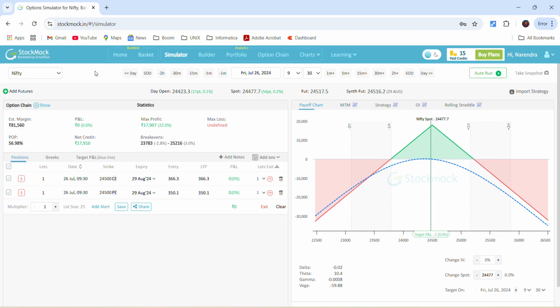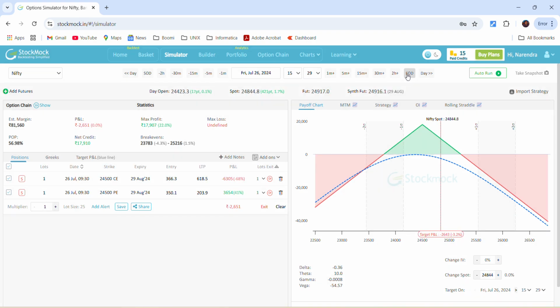So we have entered the straddle now at 9:30. We have sold one call option and one put option. Let's see how we can manage these positions. Similar to before, we'll be monitoring every day at the end of the day, at 3:50. So we are at 3:50.